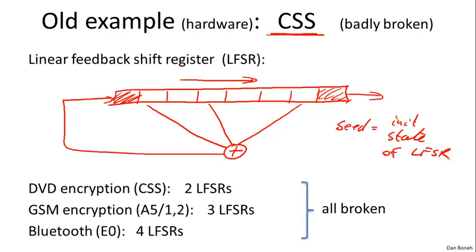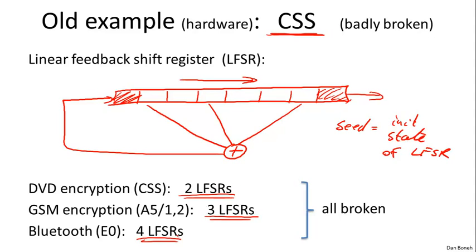So here are some examples. As I said, DVD encryption uses 2 LFSRs. I'll show you how that works in just a second. GSM encryption, these are algorithms called A5/1 and A5/2, uses 3 LFSRs. Bluetooth encryption is an algorithm called E0. These are all stream ciphers, and that uses 4 LFSRs. Turns out all of these are badly broken and really should not be trusted for encrypting traffic, but they're all implemented in hardware, so it's a little difficult now to change what the hardware does.